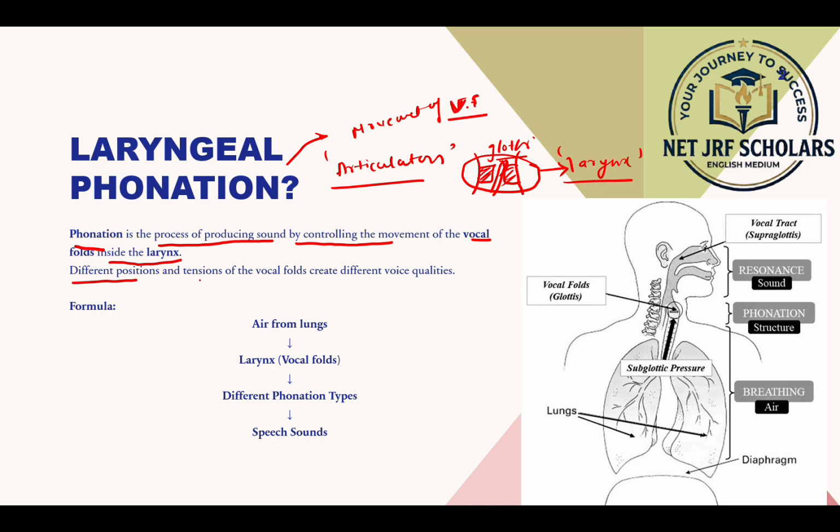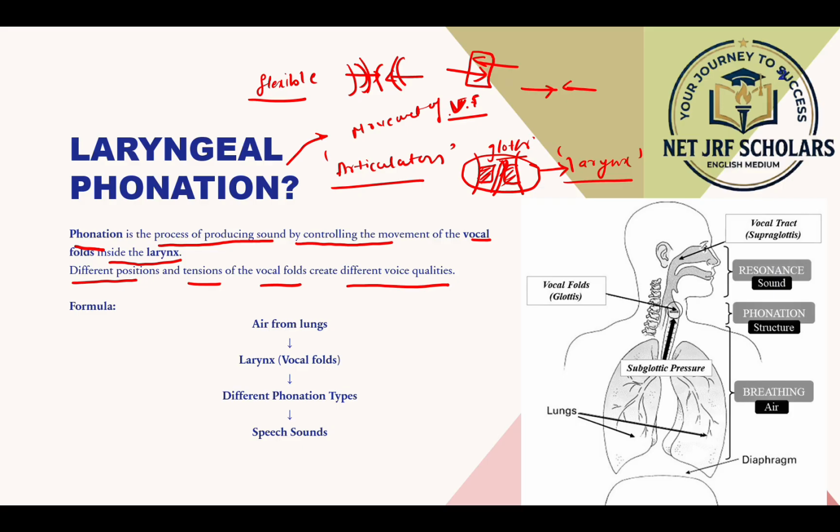Different positions and tensions of vocal folds create different voice qualities. Vocal folds are flexible. They can expand, they can come close, they can be wide apart, slightly apart, or one upon another, or very tightly together. As they are flexible, they can act in multiple ways, coming close or separating in multiple ways, resulting in the production of different sounds.